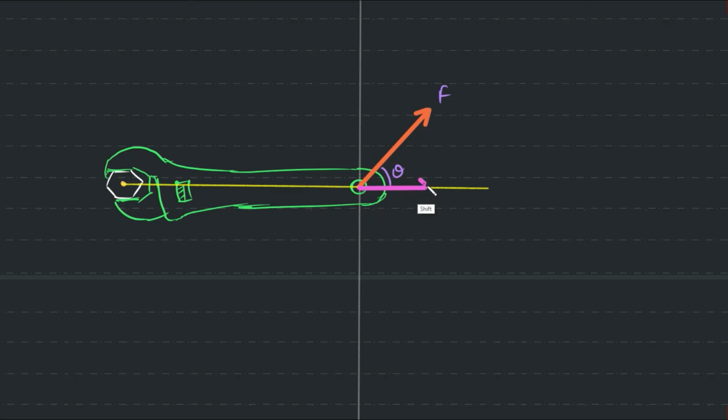So for that, I will make use of resolving of vectors. I'm resolving one along the line connecting the centers and one perpendicular to this line. Now, according to you, which will help me? Will F cos theta help me open the nut, or F sin theta? This is your radial component of the force, because it's along the radius, along the line connecting the centers.